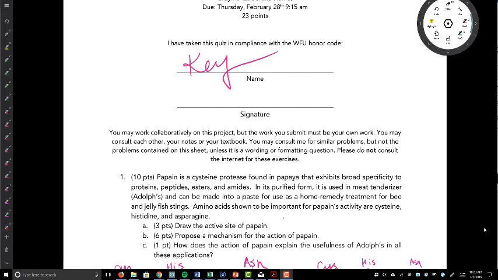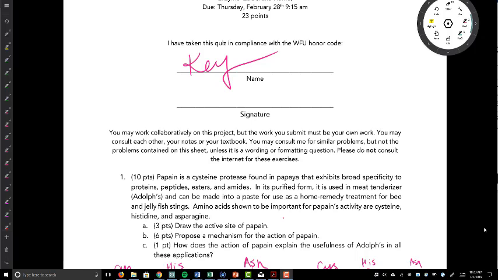Hey everybody. I'd like to take a minute to walk you through the key for the enzyme quiz, as well as to explain some misunderstandings and misconceptions, as well as some common pitfalls that I've seen from the quiz. Now, all right, we'll get started.